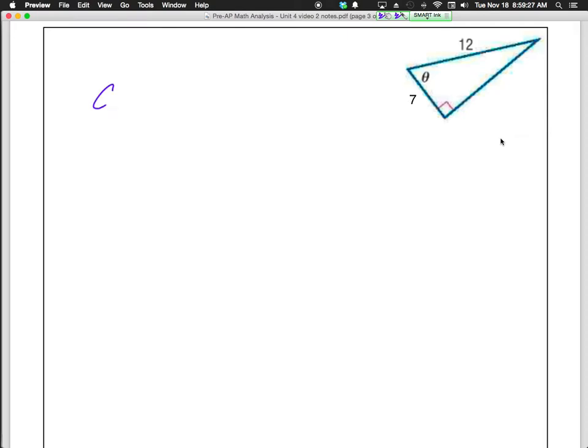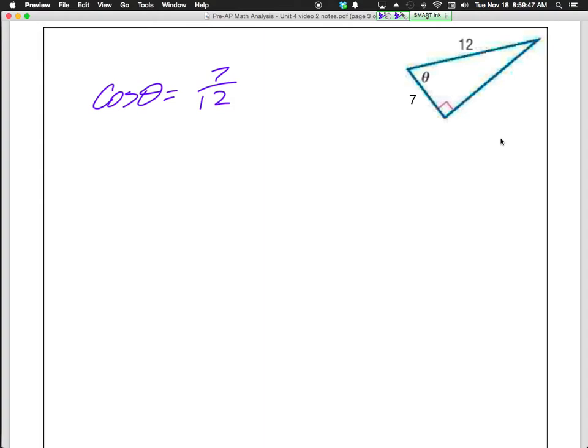Cosine, good. So we're going to do cosine of theta, and I get 7 over 12. Now, when you're setting up sine or cosine, what always has to be true about your fraction? Has anybody noticed that? The bigger number is always on the bottom whenever you're dealing with sine and cosine.